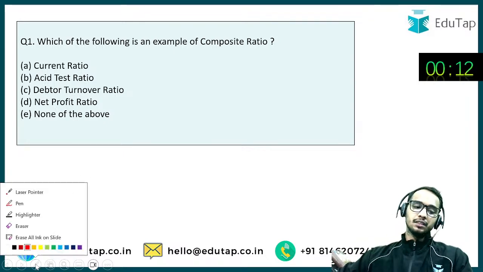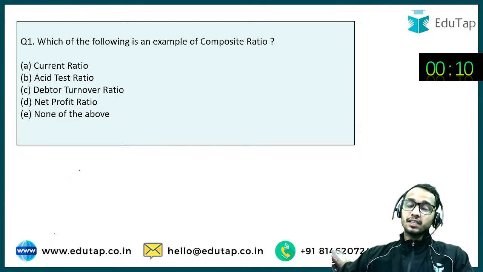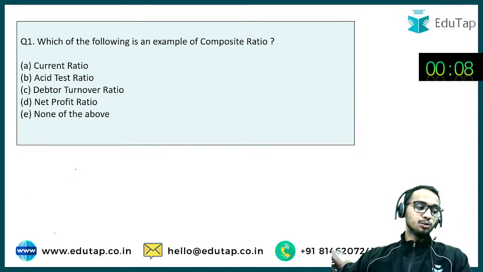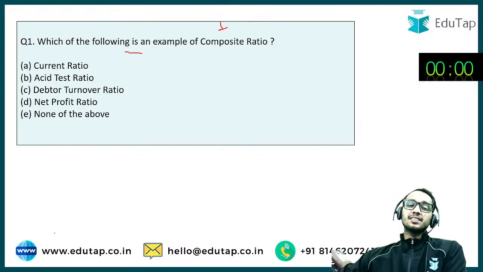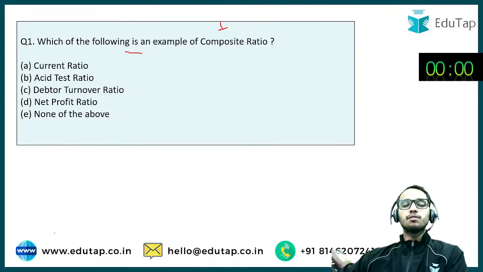Chalo, start with the first question. I am assuming you are supposed to have the register and pen with yourself because this class is going to have a lot of numericals. So you need to do the questions with me, right? The first question says, which of the following is an example of composite ratio? First of all, let's try to understand what this composite ratio is, then we will look at the solution.